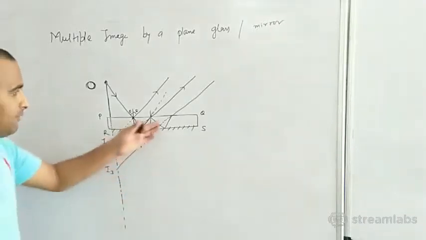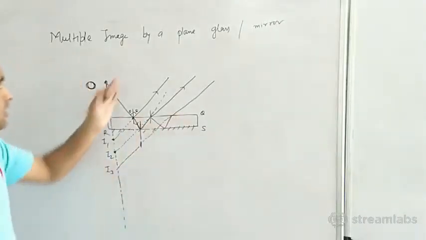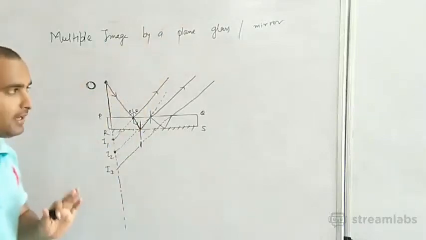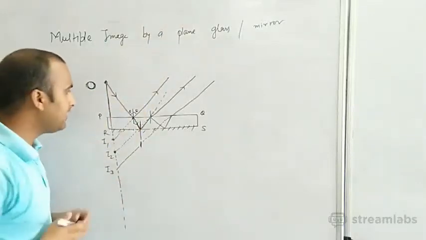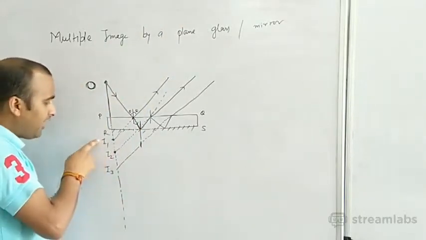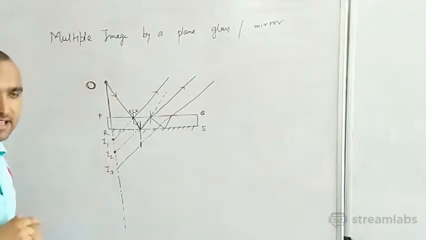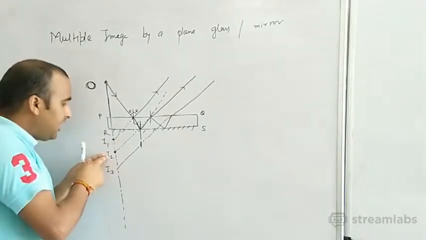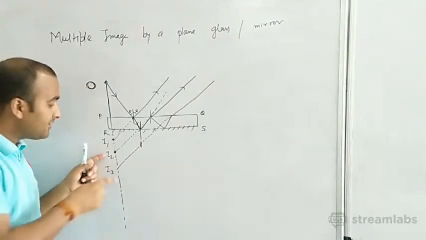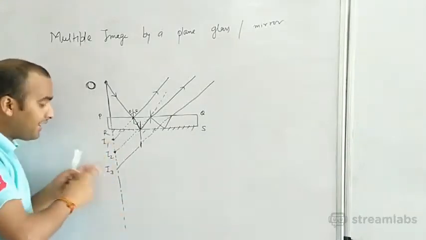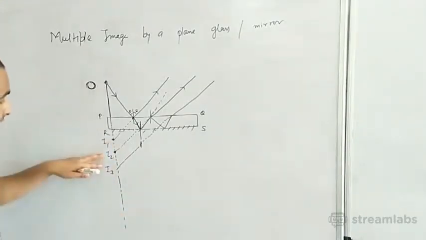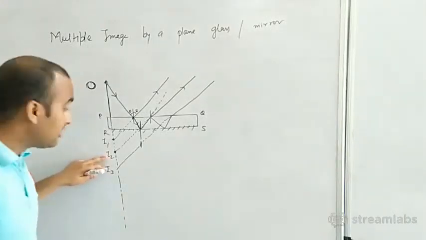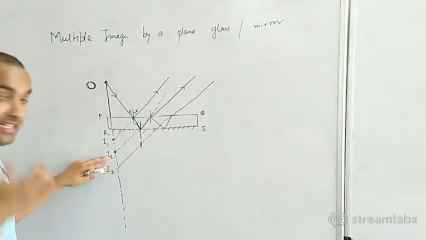Okay, so multiple images we can obtain with the help of this glass slab, plain glass. What you observe here, I take I1, I2, I3, three images. The brightness of the image I2 is more in comparison to I1 and I3. The brightness, the intensity of I2, the second image that is formed, will be maximum.